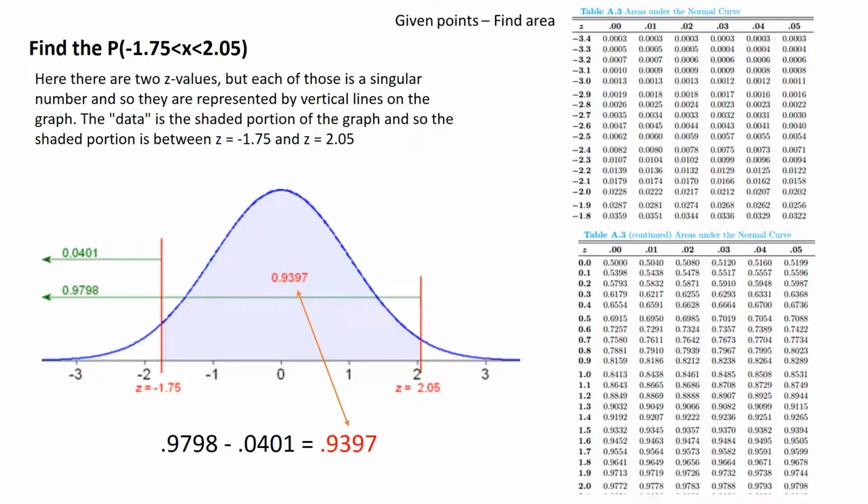Here are two values, negative 1.75 and 2.05. First, we find the z-score for negative 1.75 on the negative z-table, which is 0.0401. Then we find the positive z-score of 2.05, which is 0.9798. We subtract both z-scores to get 0.9397.